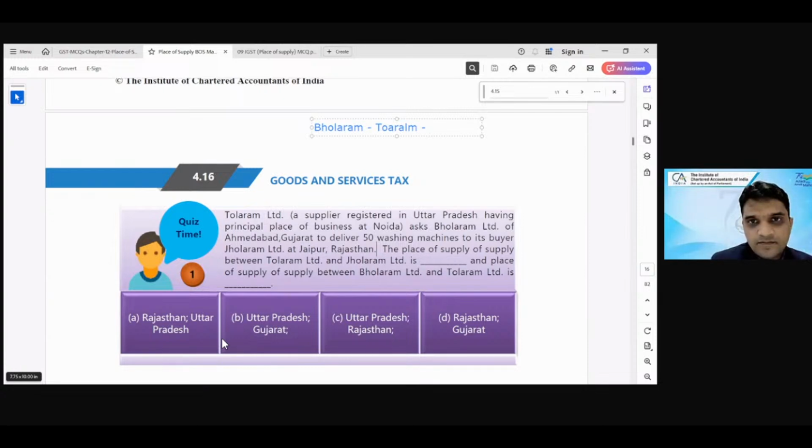And here the option doesn't have Noida. The principal place of business is Noida, but Noida is not given in the options. Noida is a city, madam. Which state is it in? Noida is in Uttar Pradesh, no? Yes sir. So the city will not become the place of supply, the state will become the place of supply. Noida is in Uttar Pradesh, so the place of supply will become Uttar Pradesh. Sir, my answer is right? Yes, it is correct. Thank you, sir.